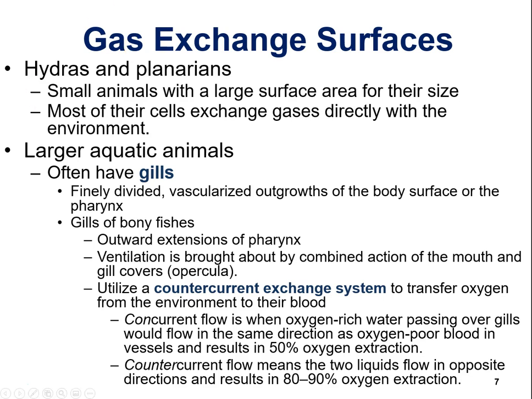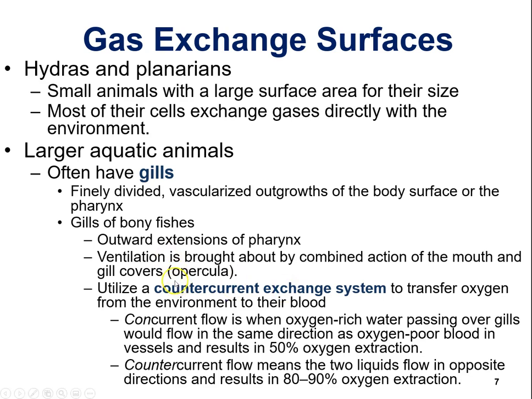Okay. Larger aquatic animals, as we know, will have gills. Okay. So these are outgrowths of the body surface or of the pharynx. And that's where we're going to get this gas exchange that's occurring. Okay, so if you particularly look at the gills of bony fish, those gills are extensions of the pharynx, and they have this combined action of the mouth and those gill covers that's the ventilation part, right? If we think about the inhaling and exhaling, or that mechanical part of breathing, okay.